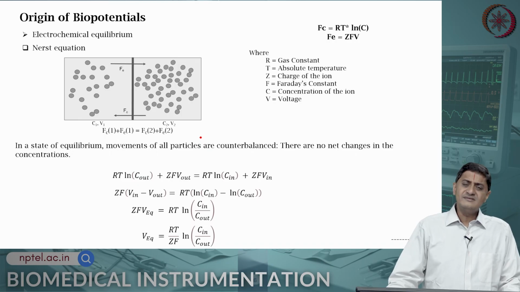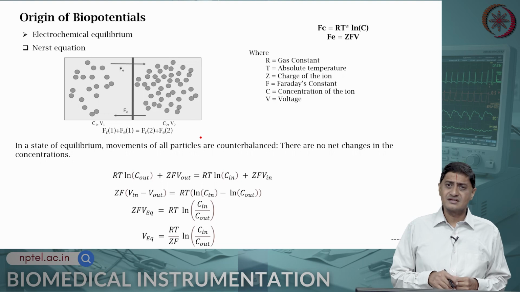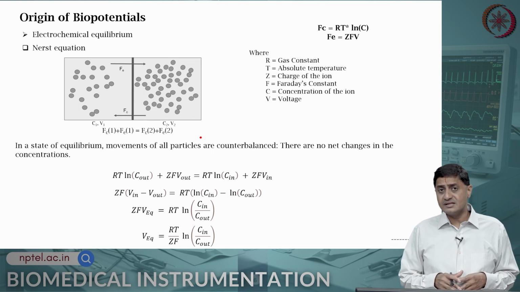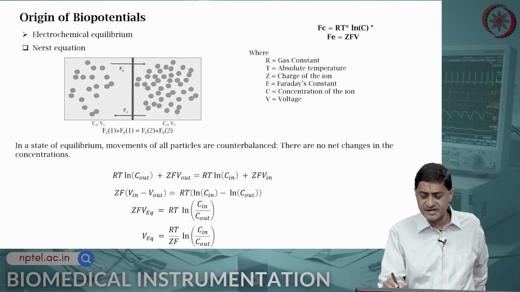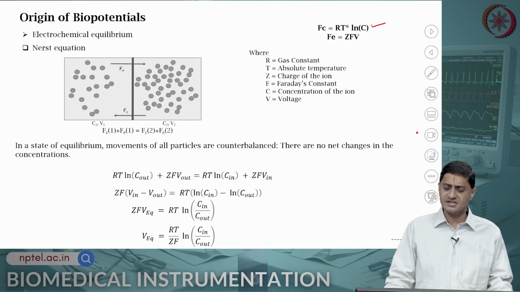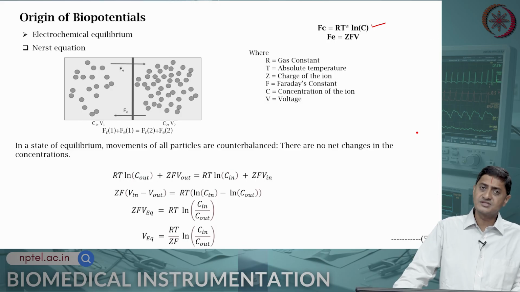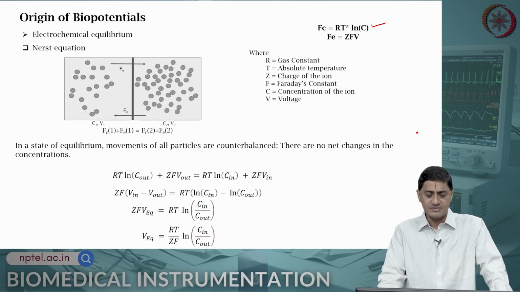Now, what is this electrochemical equilibrium? There is an electrical gradient and there is a chemical gradient, or the concentration gradient, and I could represent the force due to the concentration gradient using this equation, Fc is RT times ln of the concentration, and the force due to the electric gradient as Fe is Z times F times the voltage V, where F is Faraday's constant.